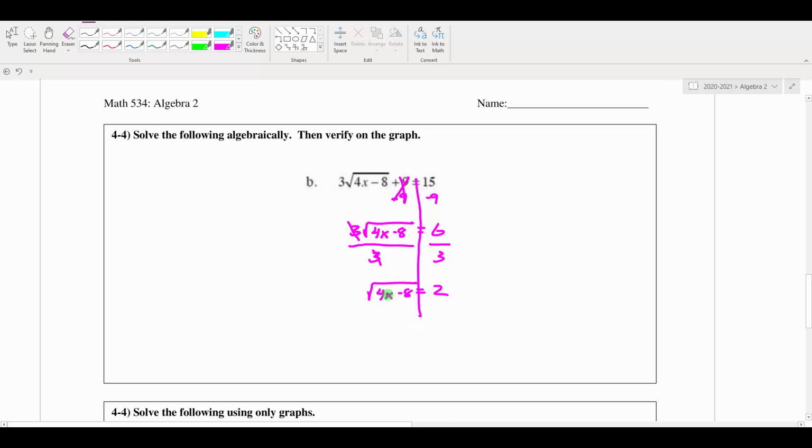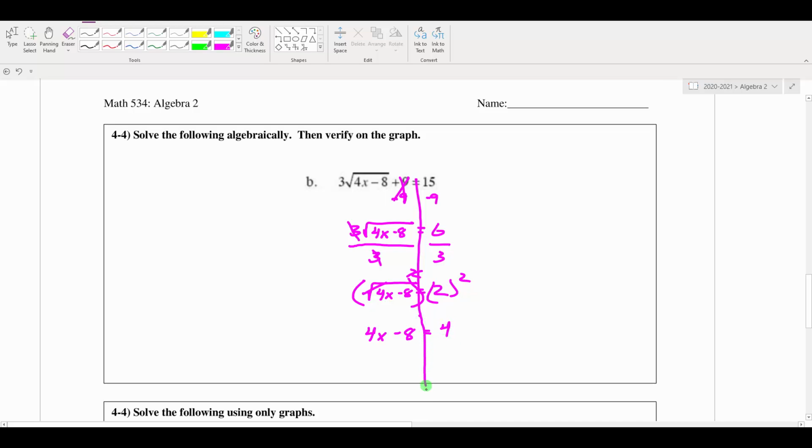All right. So now my x that I'm trying to get by itself is trapped inside of this square root. And so I need to get rid of the square root. The way I'm going to do that is I'm going to square this side of the equation, right? Because the square root and the square, they cancel each other out. But whatever I do on one side, I have to do on the other side. So if I square over here, I have to square over here. Okay, so let's do it. The square root and the square cancel. We get 4x minus 8 equals, and then 2 squared is 4.